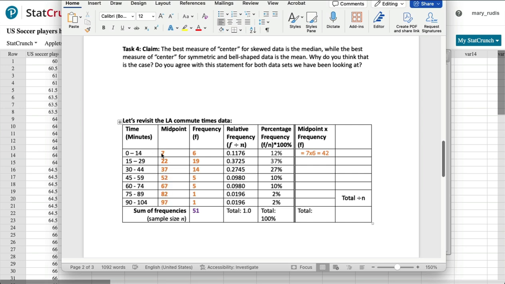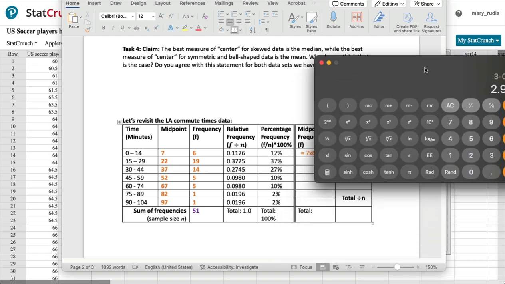class. So this table here for the LA commute times, we had filled this in a previous class. This is our LA commute times data, and these are our bins, and then these are the midpoints in orange that you see here, and the frequencies are the counts, how many were in each thing. So in this column over here where it says midpoint times frequency, we're going to multiply the midpoint times the frequency and fill those numbers in. So essentially, this is what we need to do now with that.